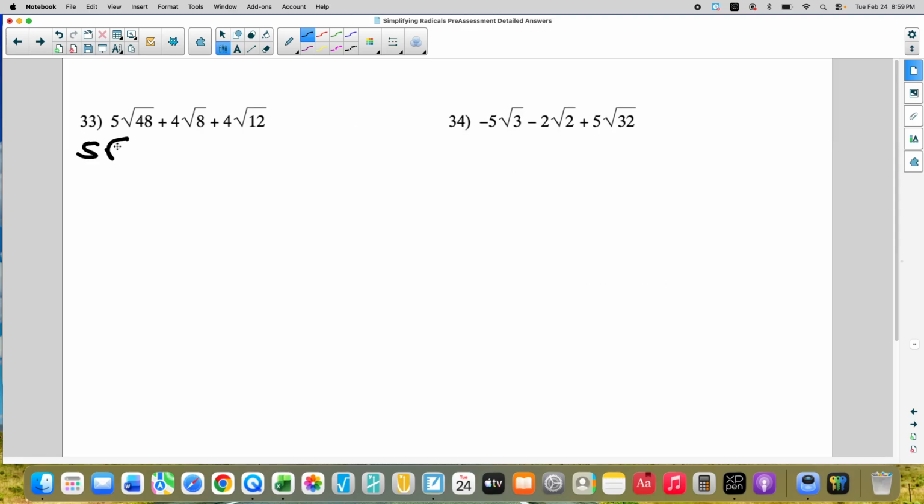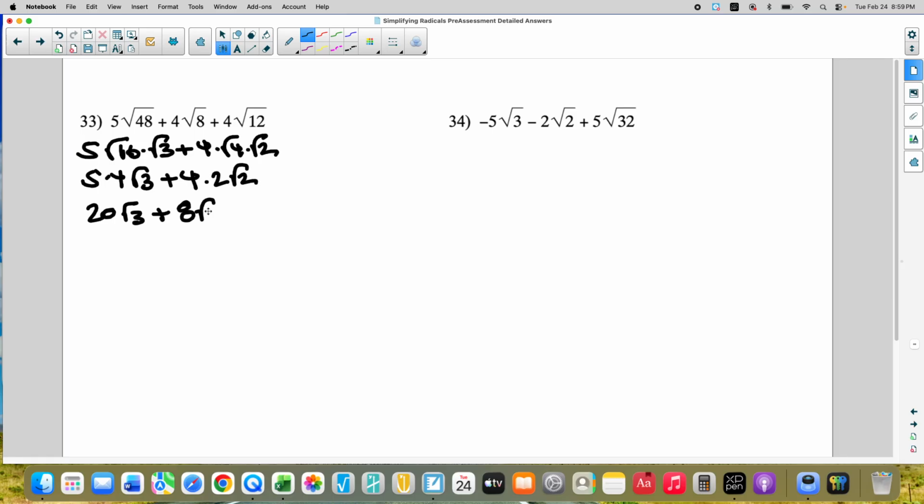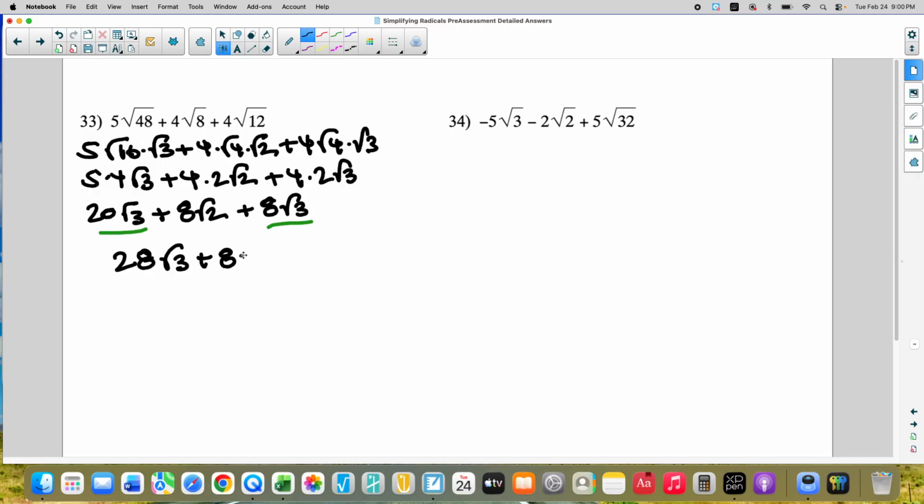48, is that 16 times 3? I think that's 16 times 3 is 48, carry. Yep. So that's 5 times 4 rad 3, or 20 rad 3. 4 rad 8, rad 4 rad 2, which is 4 times 2 rad 2, which is 8 rad 2. And then we have 4 rad 12, which is rad 4 rad 3, 4 times 2 rad 3, which is 8 rad 3. We've got like terms, rad 3s. 28 rad 3 plus 8 rad 2.